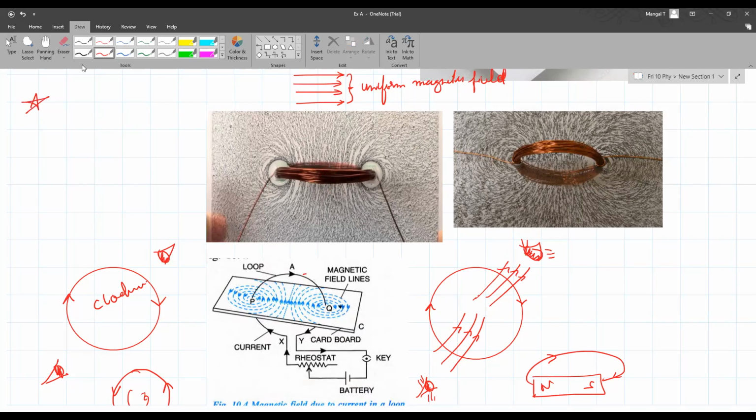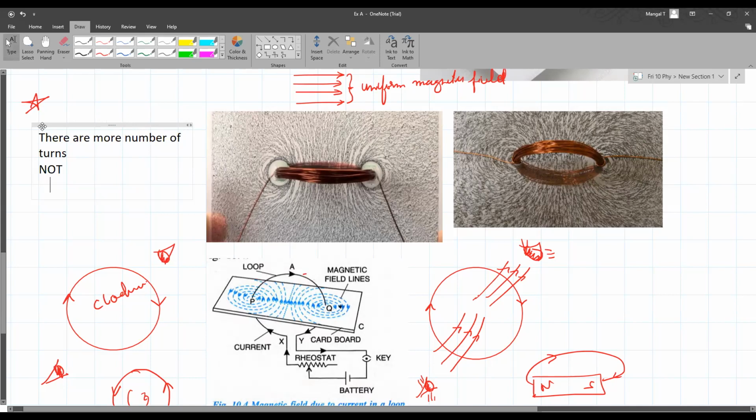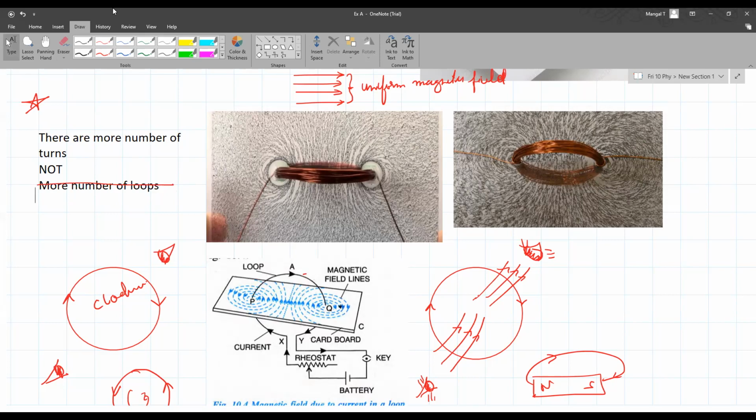Again, it is important. The diagram that I have drawn over here, we say that there are more number of turns. And we don't say that there are more number of loops. We don't say this, okay? So we don't say there are more loops. What do we say? We say that there are more number of turns. So this is important to follow.